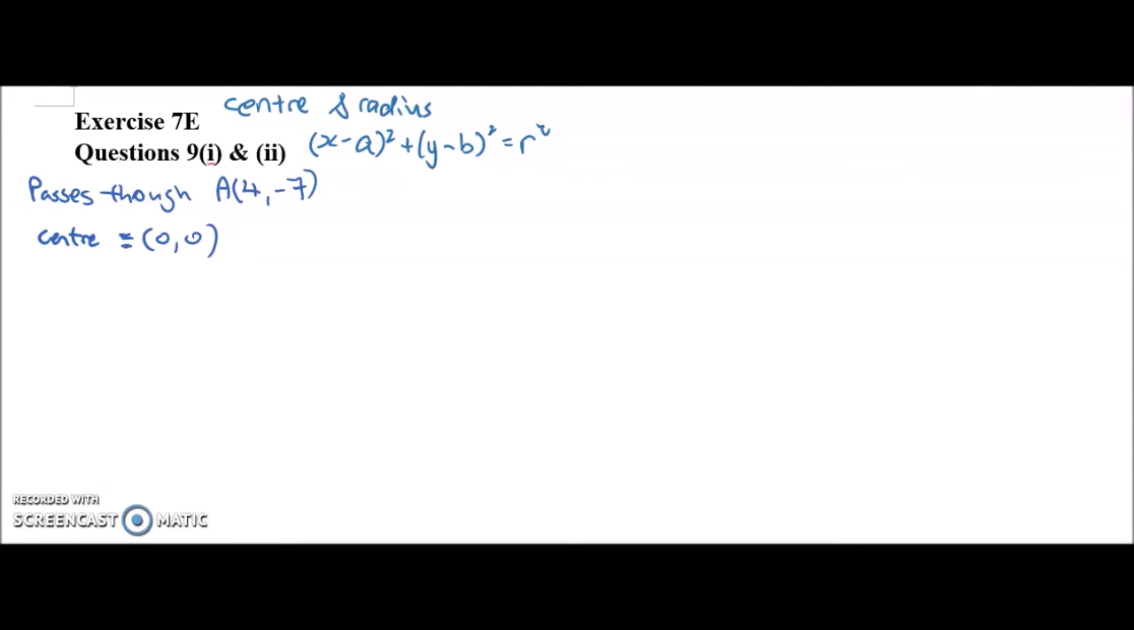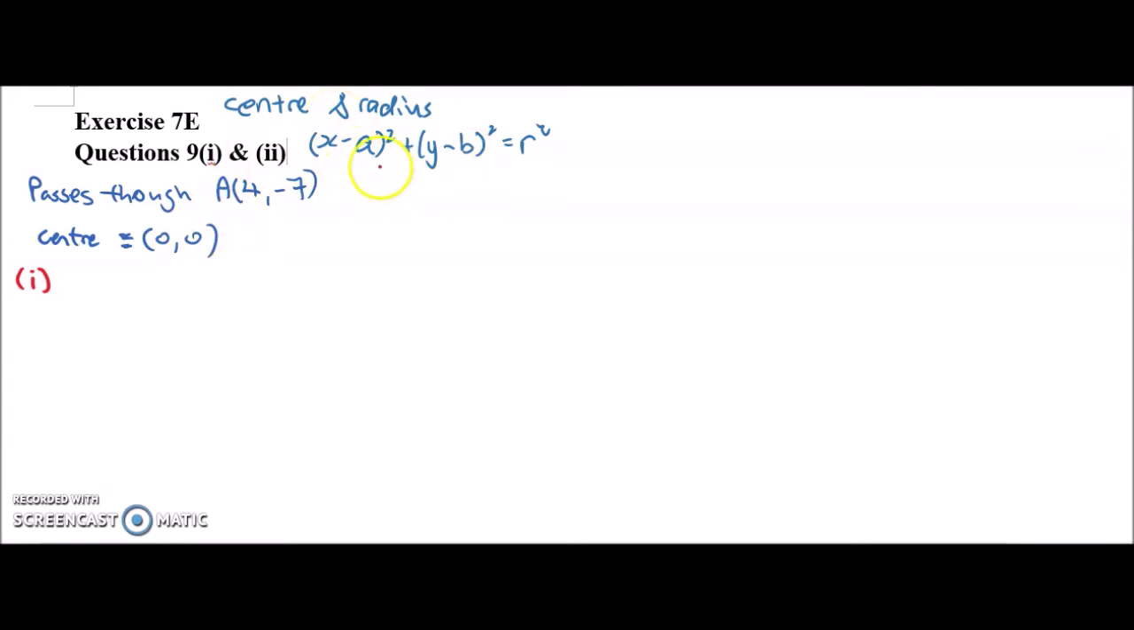Okay, for question 9, we are told that there's a circle that passes through this point A (4, -7), and the center of the circle is at the origin, which is (0, 0). In part 1, we were told to write down the equation of the circle. So we can make use of this equation here to fill it in.